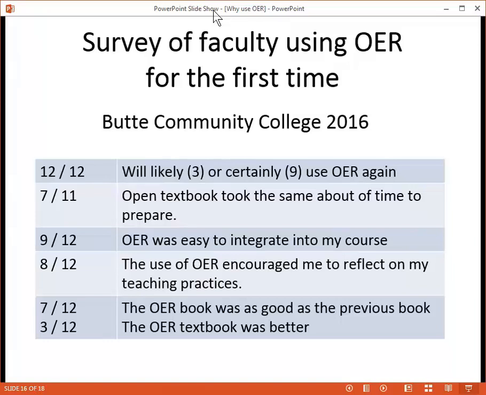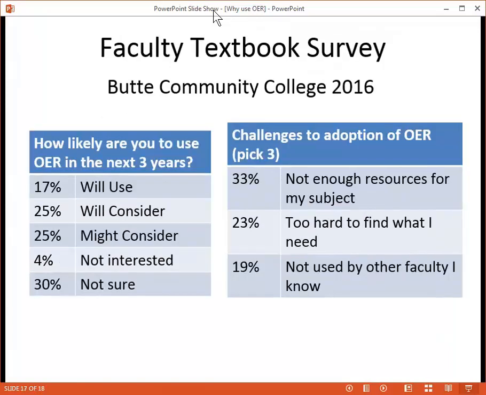7 out of 12 said the OER book was as good, and 3 out of 12 said it was better than their old book. So a positive faculty experience as well.